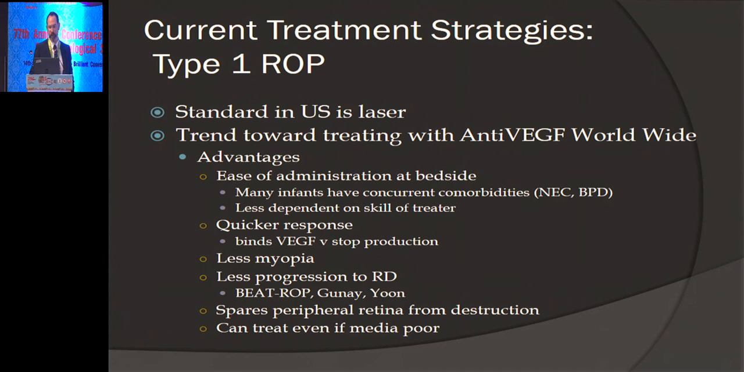Some of the advantages of anti-VEGF are its ease of administration at the bedside. Many of the infants that need treatment have comorbidities, necrotizing enterocolitis and bronchopulmonary dysplasia. It's also easier to learn the injection technique than the laser, which has more skill involved to do a good treatment. The anti-VEGF binds VEGF directly and removes it from the solution in the vitreous versus just stopping production as laser does. There's less myopia with anti-VEGF, less progression to retinal detachment, it spares the peripheral retina from destruction, and treatment can be done even if there's poor media.